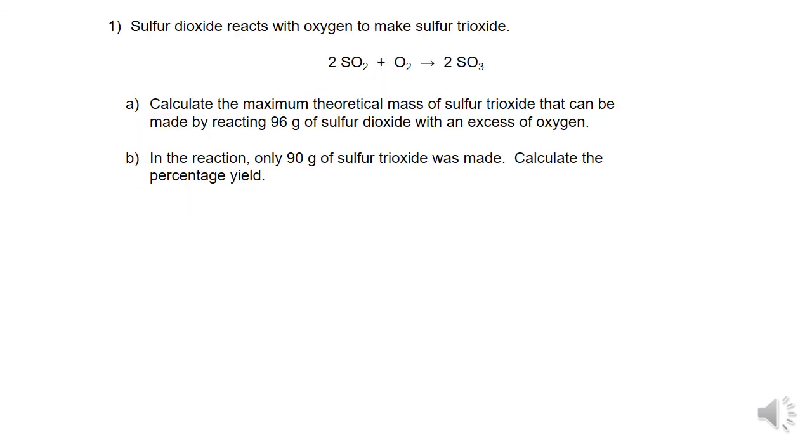So to finish off, we're going to have a look at an example exam question for this. So it says sulfur dioxide reacts with oxygen to make sulfur trioxide. The balanced equation: 2SO2 plus O2 forming 2SO3. A. Calculate the maximum theoretical mass of sulfur trioxide that can be made by reacting 96 grams of sulfur dioxide with an excess of oxygen. And part B. In the reaction, only 90 grams of sulfur trioxide was made. Calculate the percentage yield. So I'd like you to pause the video, have a go at this question, press play, and I will go through the answers.